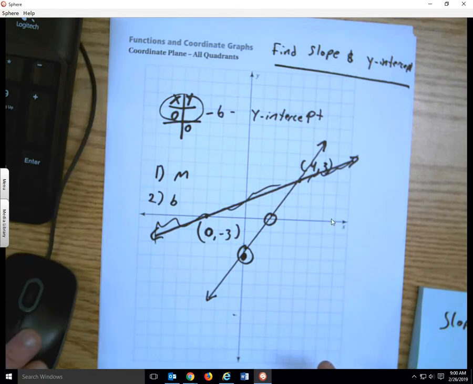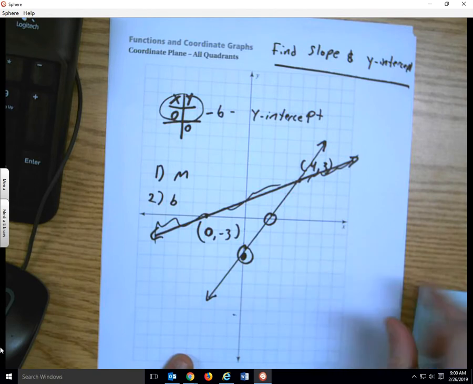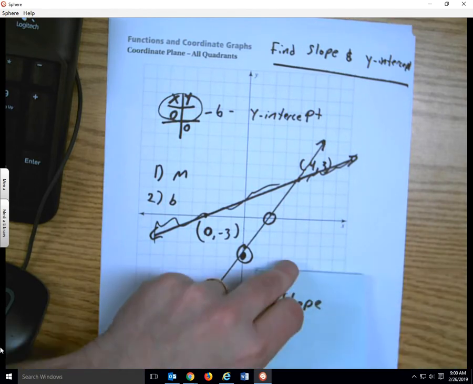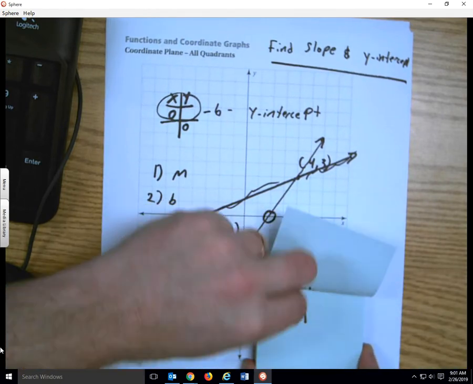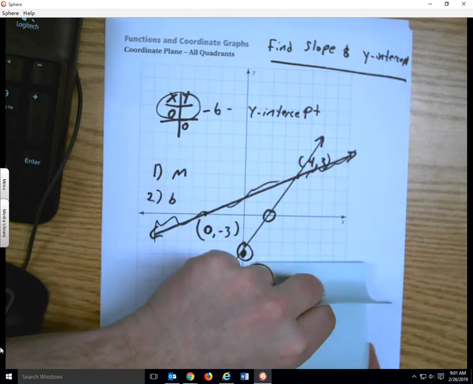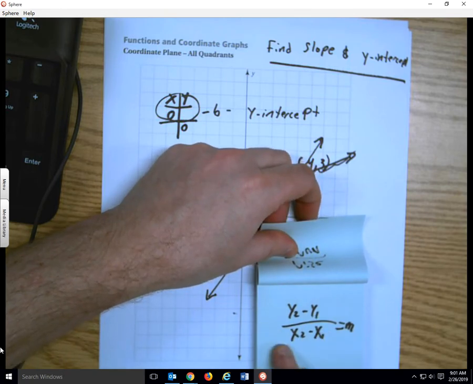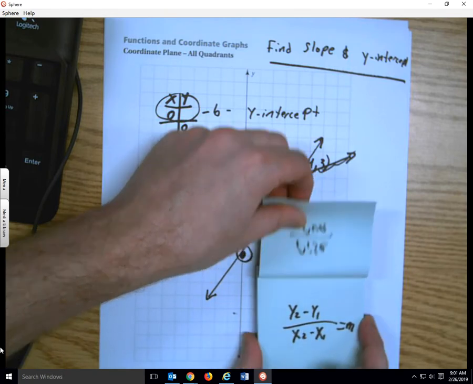Let's see how we're doing on time. Okay, so remember that the definition of slope, though, is not just m. It's not just rise over run, but it's also y2 minus y1 over x2 minus x1 equals m.